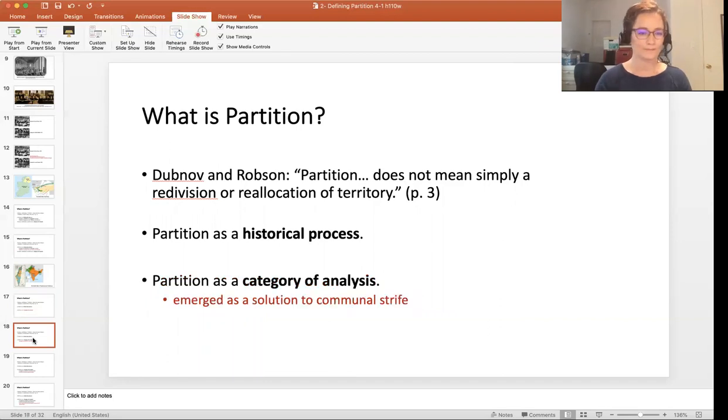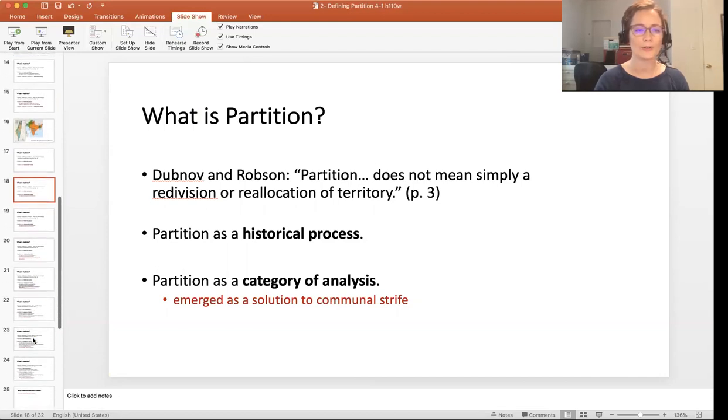At some point, and under specific historical contexts, the political powers of the world saw partition as the solution to various types of communal strife. Communal strife meaning conflicts that have a racial, ethnic, or religious dimension. Partition emerged in this context as what was supposed to be a political solution in order to lessen, not deepen, conflict between people who were different from one another in religious, ethnic, or racial terms. Okay.